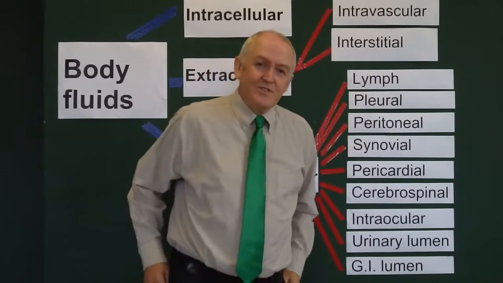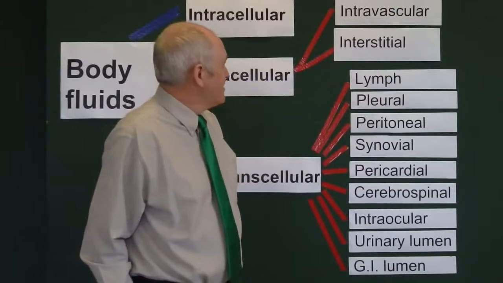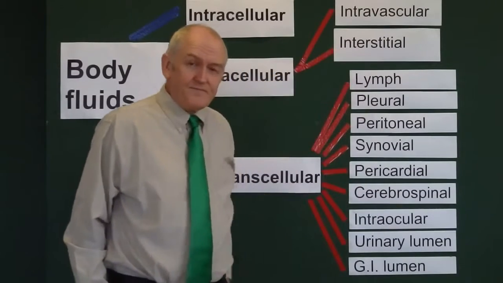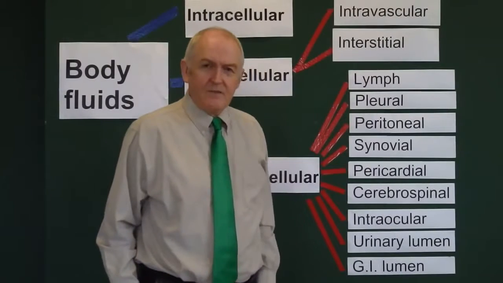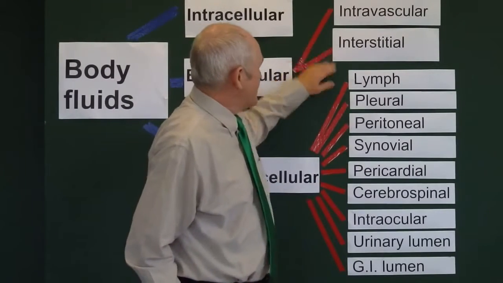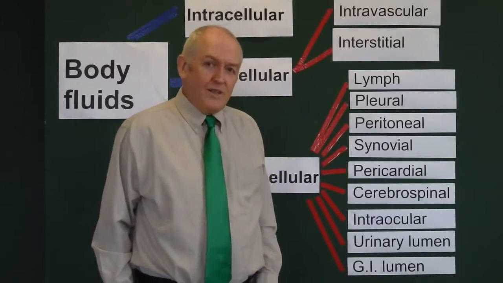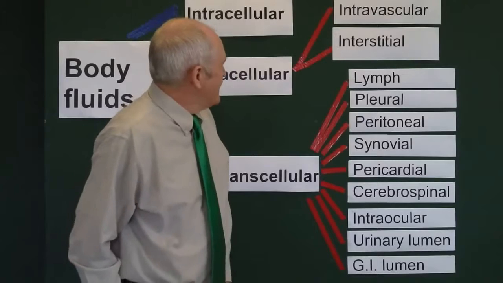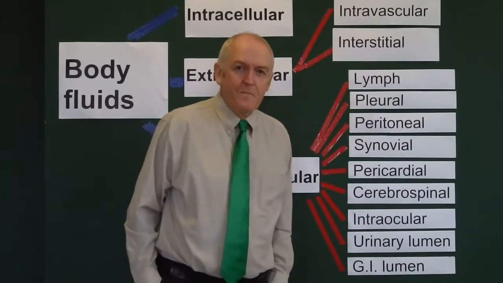What do we call it if there's too much fluid in the interstitial compartment? Well, that depends on where you live. If you live in the United Kingdom, we call that edema with an O. If you live in the United States, we call that edema with an E. But it's all the same thing. It's an excess of fluid in the tissue compartments.